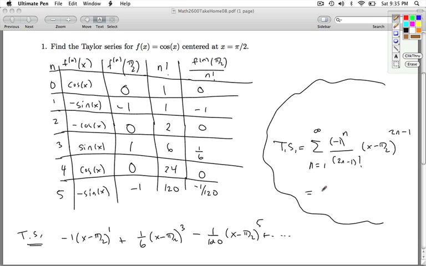Or if we wanted to start the index at 0, it would be negative 1 to the n plus 1 over 2n plus 1 factorial, x minus pi over 2 to the 2n plus 1.